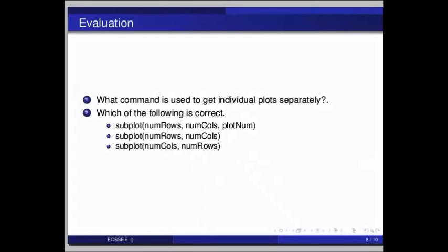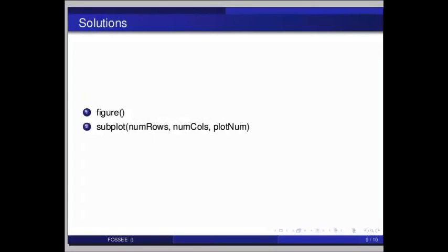So we'll look at the answers. For the first one, the figure command can get us the individual plots separately. And for the second one, the answer is, the subplot command takes three arguments, namely the number of rows followed by the number of columns and the plot number. Hence the first option is the correct one, that is subplot within brackets num rows, num columns, plot num.